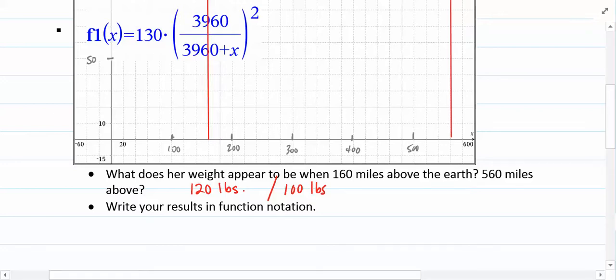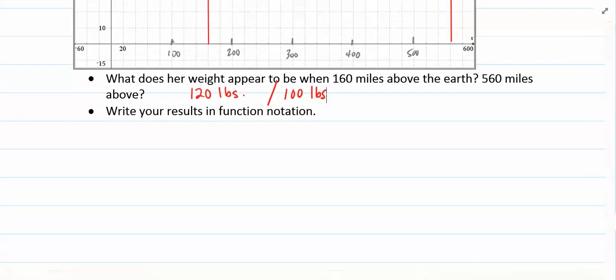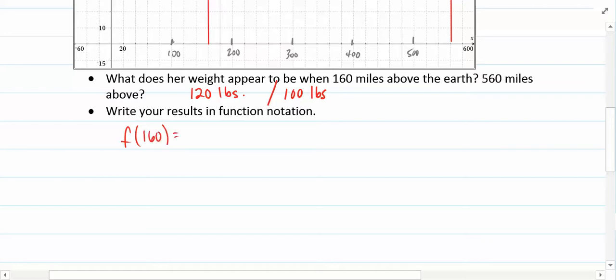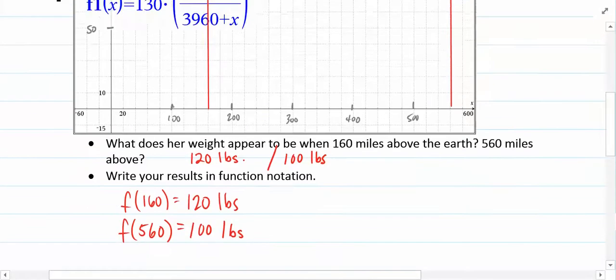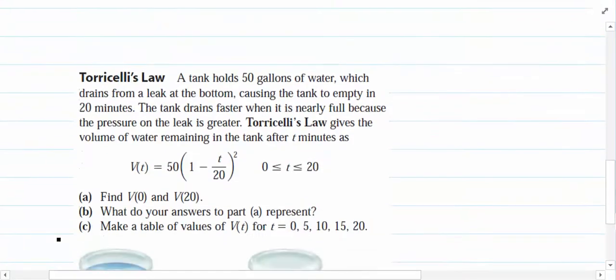So we found our two solutions by looking at the graph, and we didn't have to rely on the calculations whatsoever, but we can write our results in function notation if we've been asked to do so. For our first answer, f of 160 would equal 120 pounds. So again, the function evaluated 160 miles above Earth, she weighs 120 pounds. For the second result, f of 560, the function evaluated at 560 miles above the Earth, means that she would weigh 100 pounds. And that's a good way to use a graph to interpret a solution to a real-world problem.